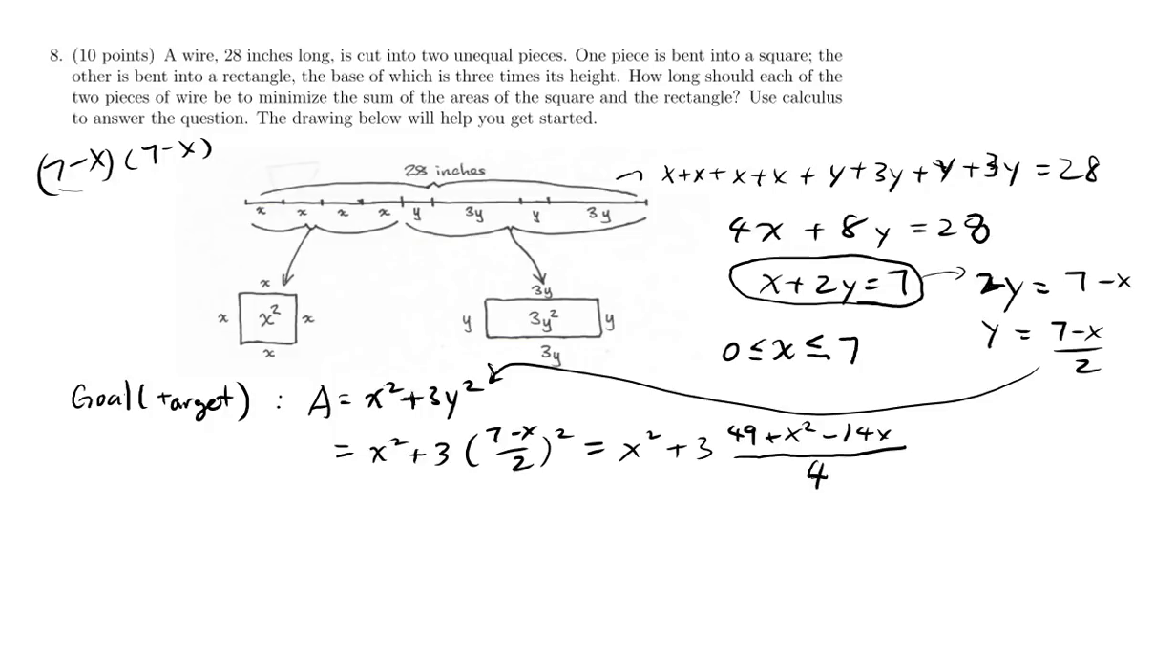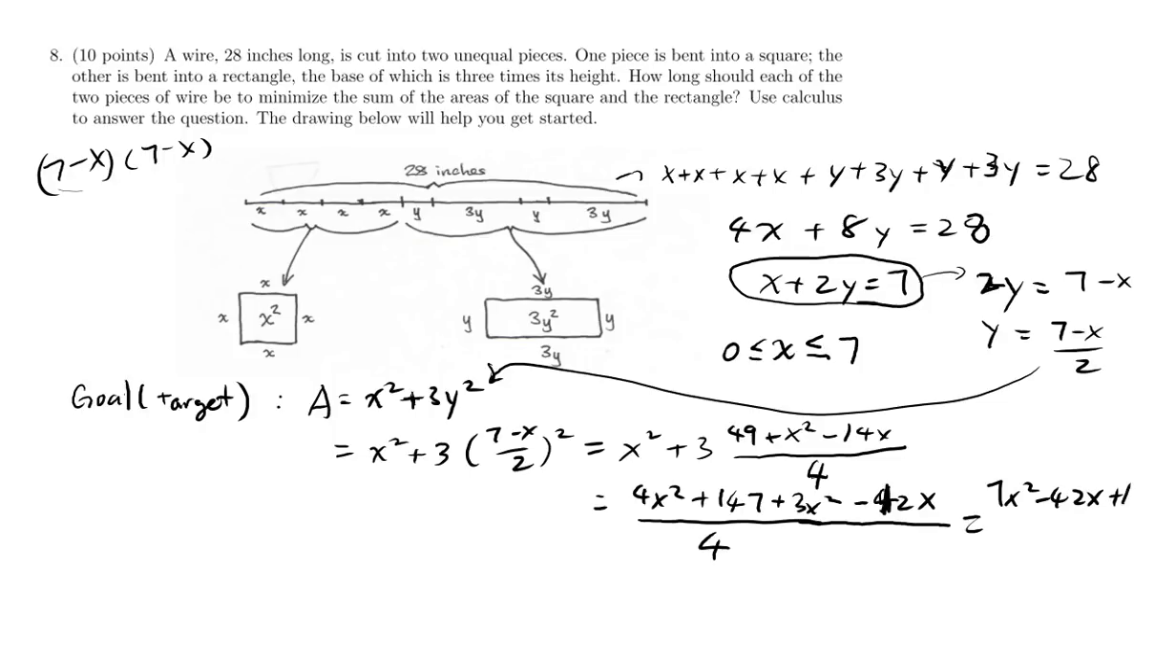Now let's use common denominators so that this is 4x squared over 4. 3 times 49 is 147. And then you have 3 times x squared, which is plus 3x squared. And then 3 times negative 14 is 42, negative 42x. If you combine these, you have 7x squared minus 42x plus 147, all over 4.